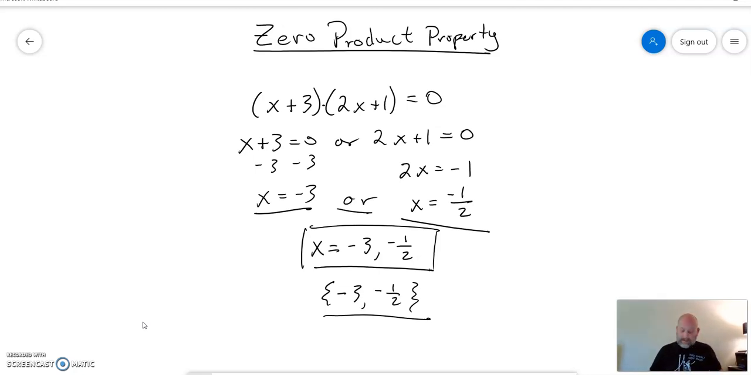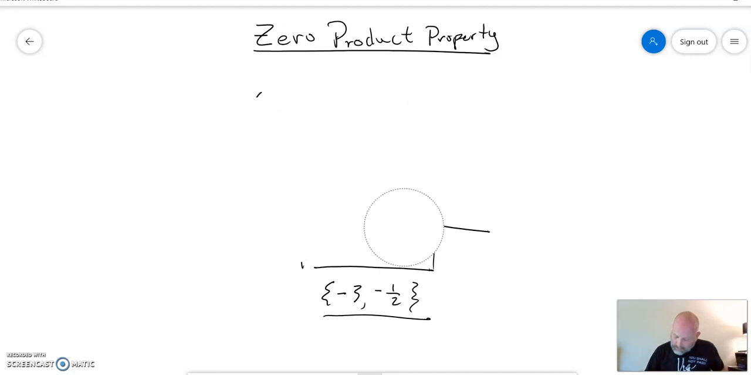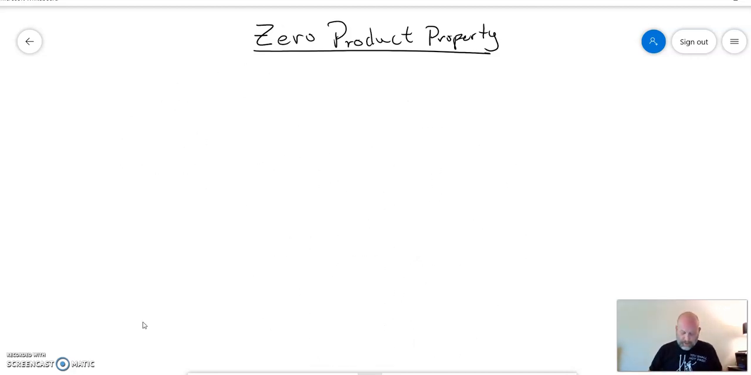Okay. Now let's take a look at a couple more examples here. Most of the time, though, it's not factored when you get it. So you actually end up looking at things like this. Let's try that square again.